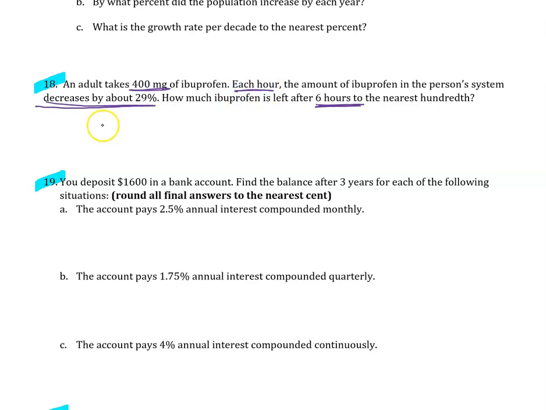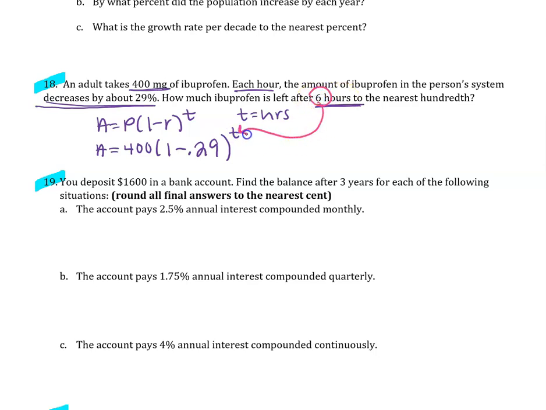Okay, so this is your straight up decrease function. A equals P times 1 minus R to the T, where I'm going to say T is hours. We don't know the final amount, but we do know our initial amount is 400. We are decreasing at a rate of 29%, so 0.29, after t hours. It wants to know how much ibuprofen is left after 6 hours, so all I'm doing is simply taking 6 and plugging that in for t.